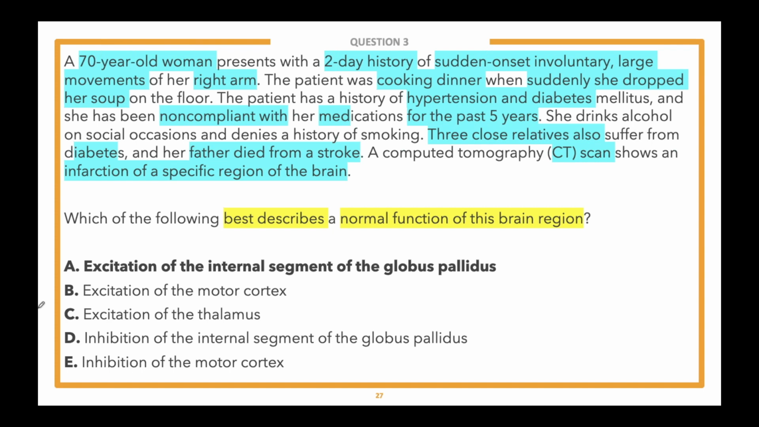And then lastly, answer choice B. We already know that the subthalamic nucleus eventually leads to inhibition of the motor cortex, so answer choice B is also incorrect. So it's a very important pathway to know, and hopefully walking through this question helped you understand it just a little bit more.